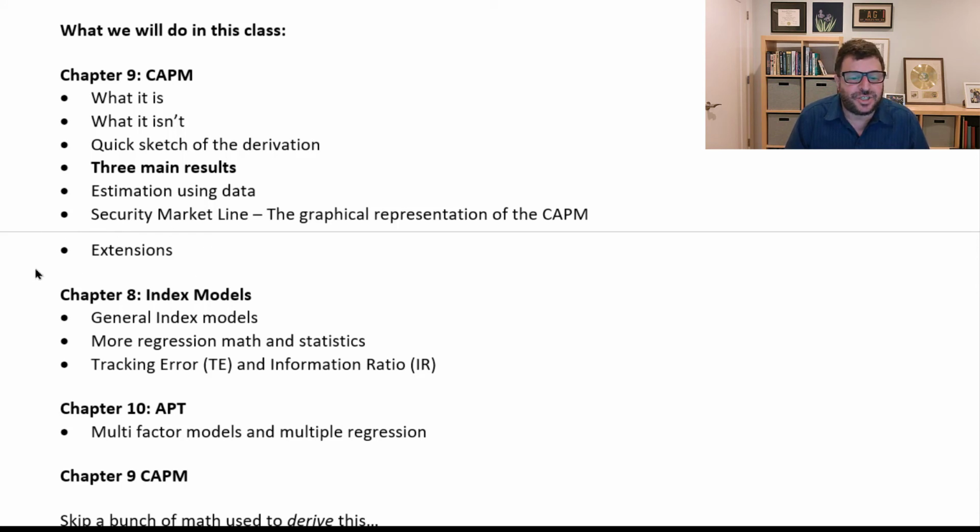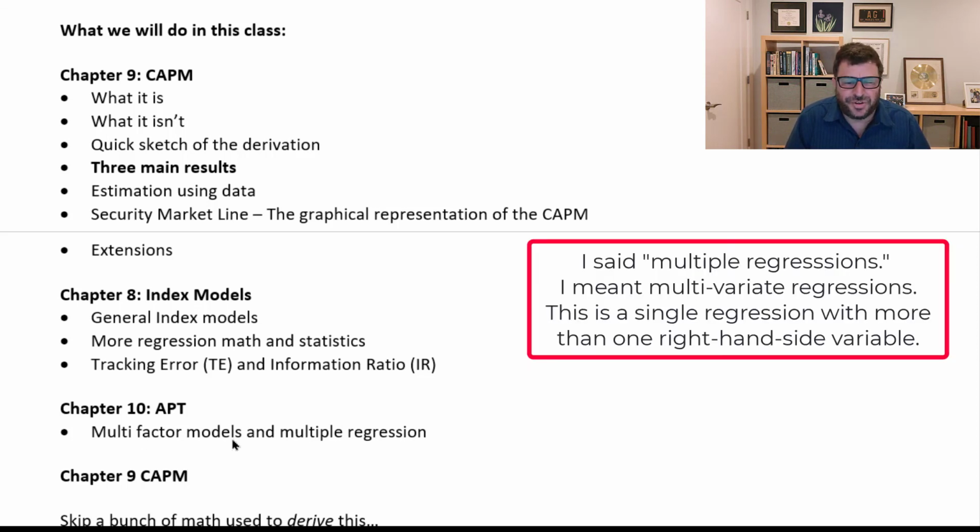Next, we'll move back to chapter 8. And in chapter 8, we'll look at general index models. We'll do a little bit more regression math and statistics. This will give us an opportunity to introduce something called the tracking error and the information ratio, which are very commonly used methods of assessing a portfolio's risk. And then finally, we'll move on to the chapter 10 material, multi-factor models and multiple regressions.